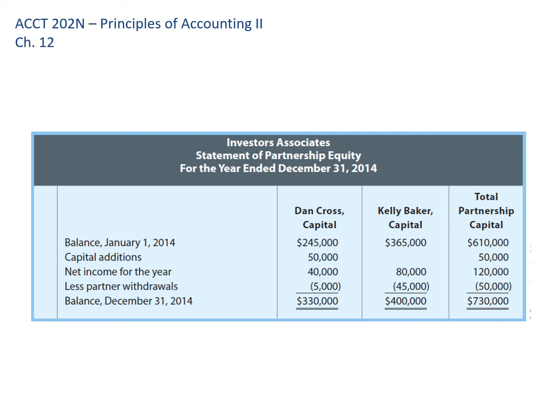So you can see here, Dan Cross had an opening balance of $245,000 in his capital account. Kelly Baker had $365,000 in her capital account. Dan made a $50,000 investment in the partnership, and Kelly did not make an investment in the partnership. Their net income for the year was split $40,000 and $80,000, so that both increased their capital accounts. And again, that came about through closing the temporary accounts and allocating the income to the capital accounts based on their formula. And then we have partner withdrawals, so money that the partners took out of the business for their personal compensation or whatever they needed. So that gives us the ending balance.